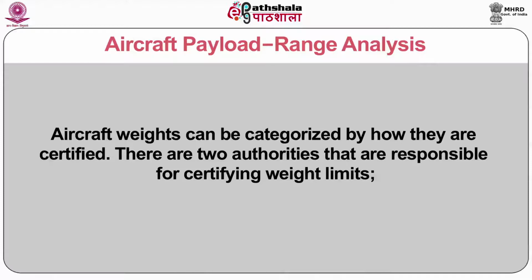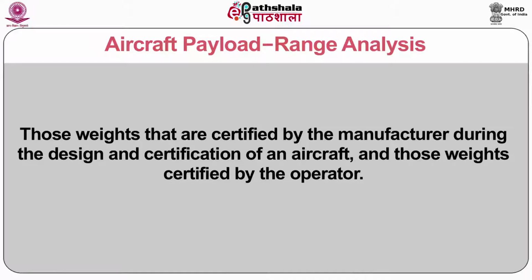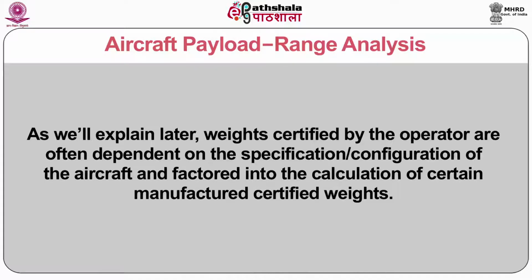Aircraft weights can be categorized by how they are certified. There are two authorities that are responsible for certifying weight limits: those weights that are certified by the manufacturer during the design and certification of an aircraft, and those weights certified by the operator. As we will explain later, weights certified by the operator are often dependent on the specification or configuration of the aircraft and factored into the calculation of certain manufacturer certified weights.